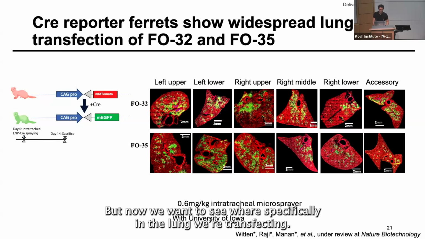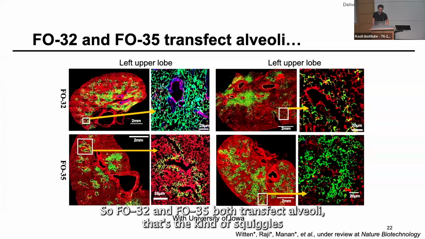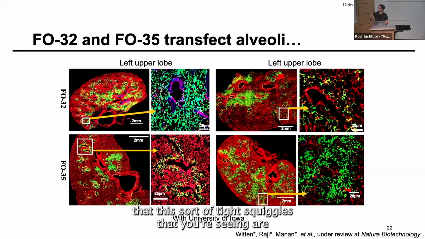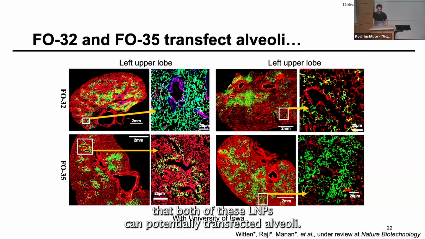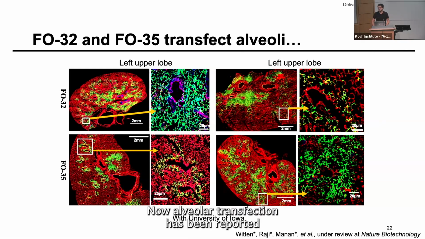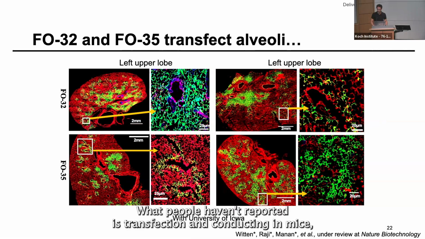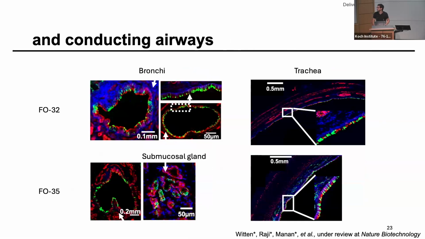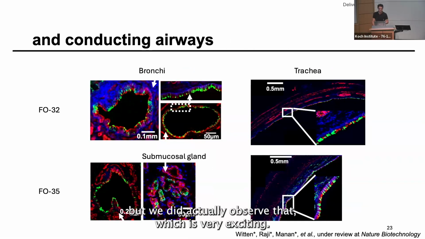But now we want to see where specifically in the lung we're transfecting. FO32 and FO35 both transfect alveoli. The tight squiggles that you're seeing are alveoli, respiratory airway type structures. So we are observing in different places that both of these LNPs can potently transfect alveoli. Now, alveolar transfection has been reported with things like polymeric nanoparticles in the literature. What people haven't reported is transfection of the conducting airways, but we did actually observe that, which is very exciting.